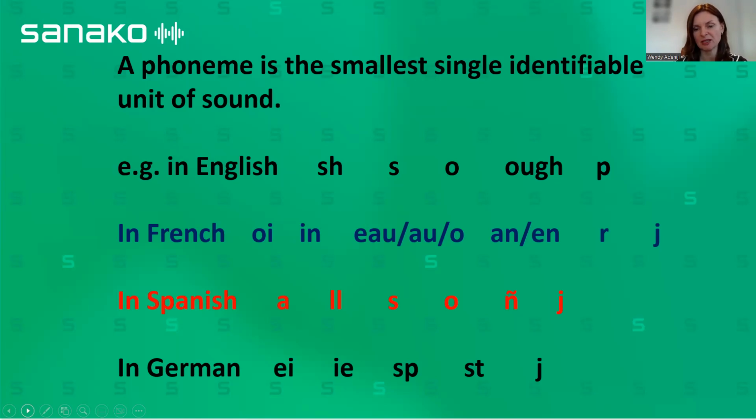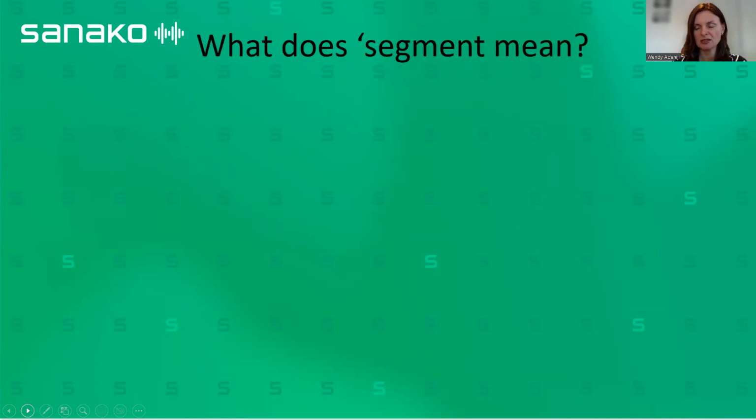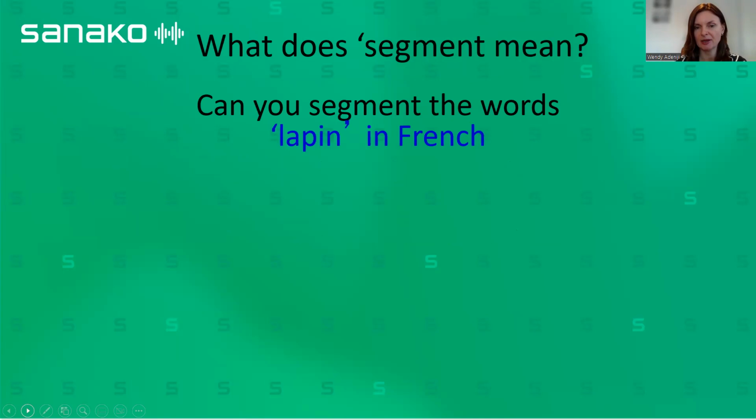We've got a few here in Spanish, some of the more challenging ones, and as well in German as an example. So the next question, what does segment mean? And can we segment these words? So first of all, lapin in French. Well, segment means to split a word up into its constituent phonemes. So for example, to segment the word lapin, it will be l, a, un. So you need to not think about the letters and not think about syllables. It's a different thing that we're thinking about.